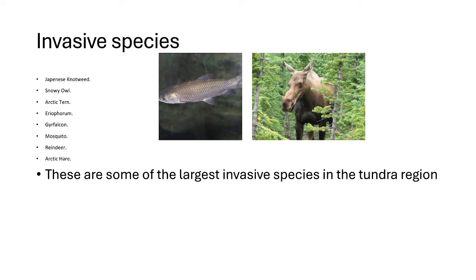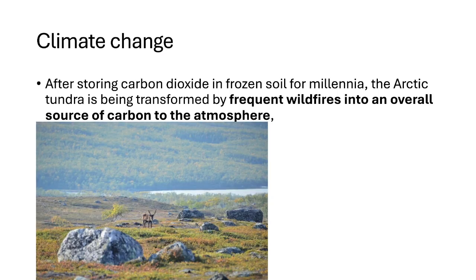Invasive species are things like Japanese knotweed, snowy owls, Arctic terns, gyrfalcon, mosquitoes, reindeer, and the Arctic hare that just found their way there.